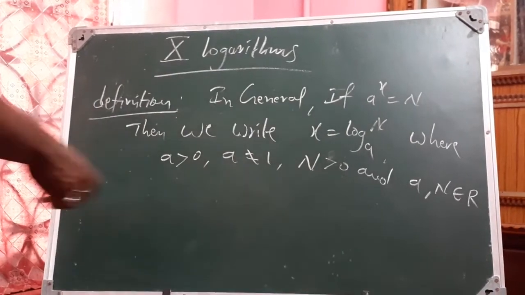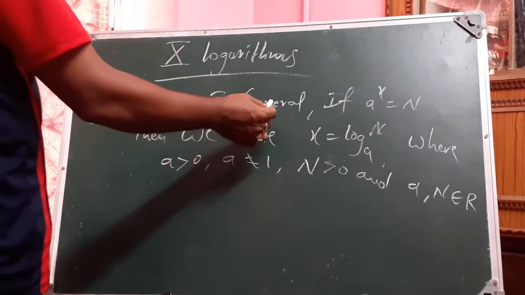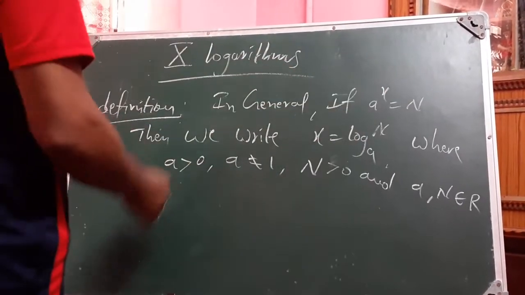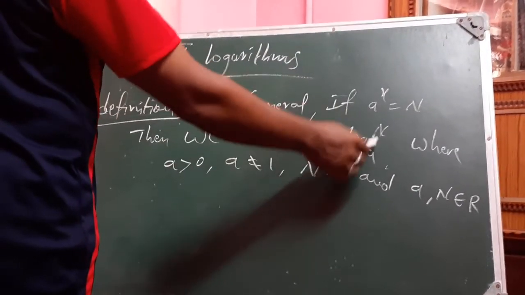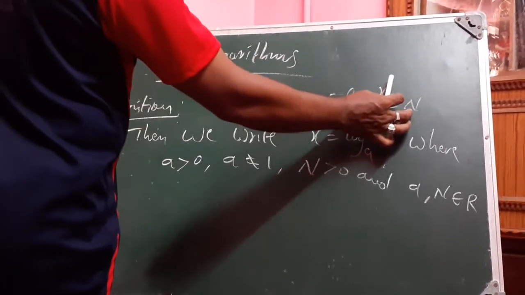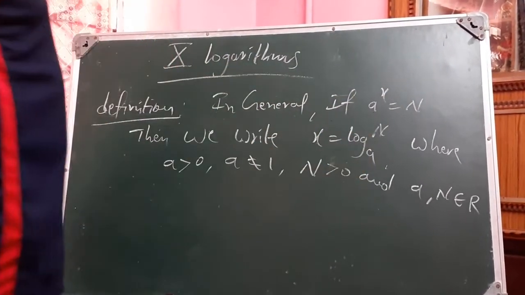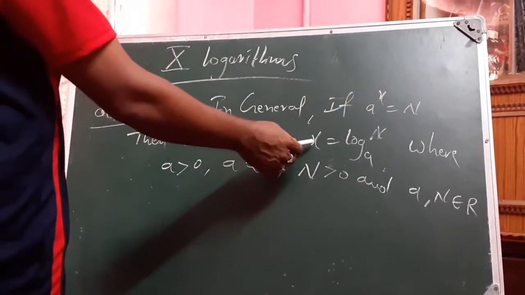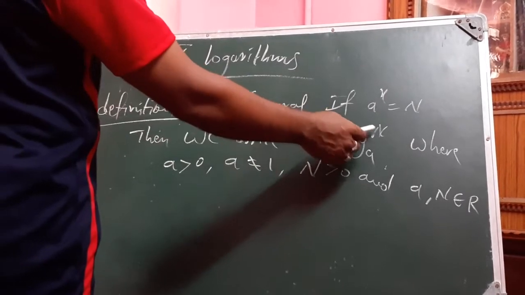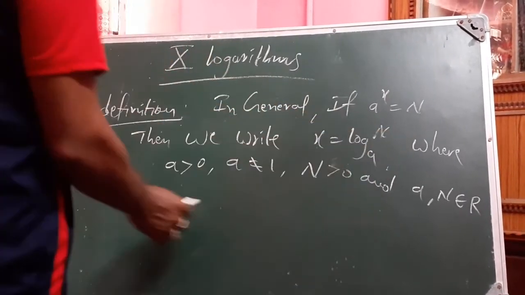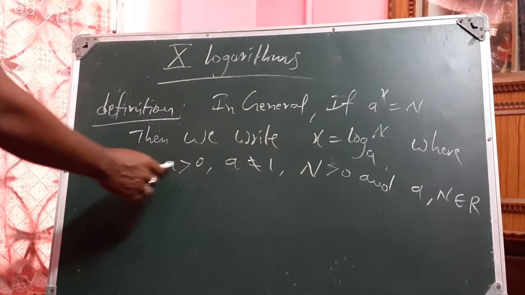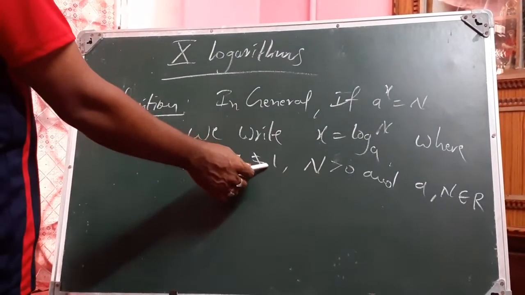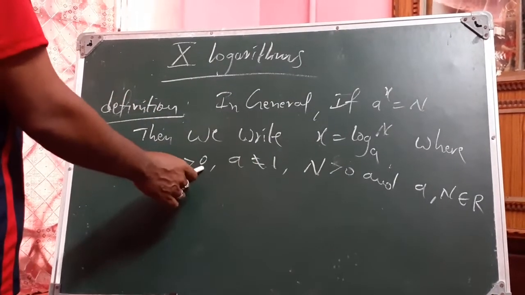Once again, definition of logarithm. In general, if a power x is equal to n, then we write x is equal to log n to the base a. This is the exponent form, this is the logarithm form. Where a is greater than 0, not equal to 1.